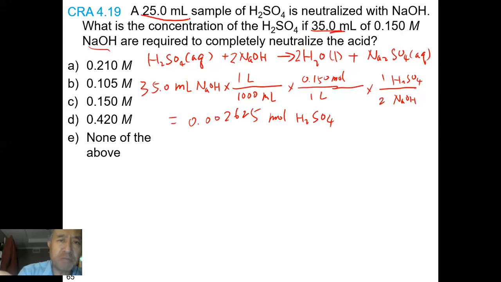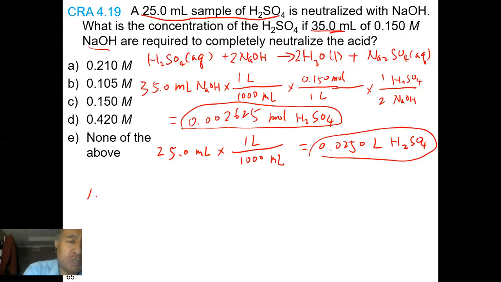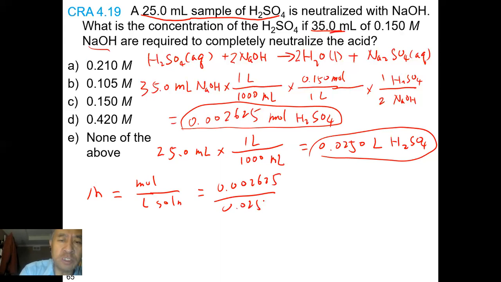Next, we need to convert this milliliter of H2SO4 into liters. So we write 25.0 milliliter, then 1 liter per 1000 milliliter, so that's 0.0250 liters of H2SO4. We have the liters, we have the moles, so we can calculate the molarity, capital M, which equals moles over liter of solution. So that equals 0.002625 over 0.0250. That divides and becomes 0.105 capital M H2SO4. Therefore, the answer is B.